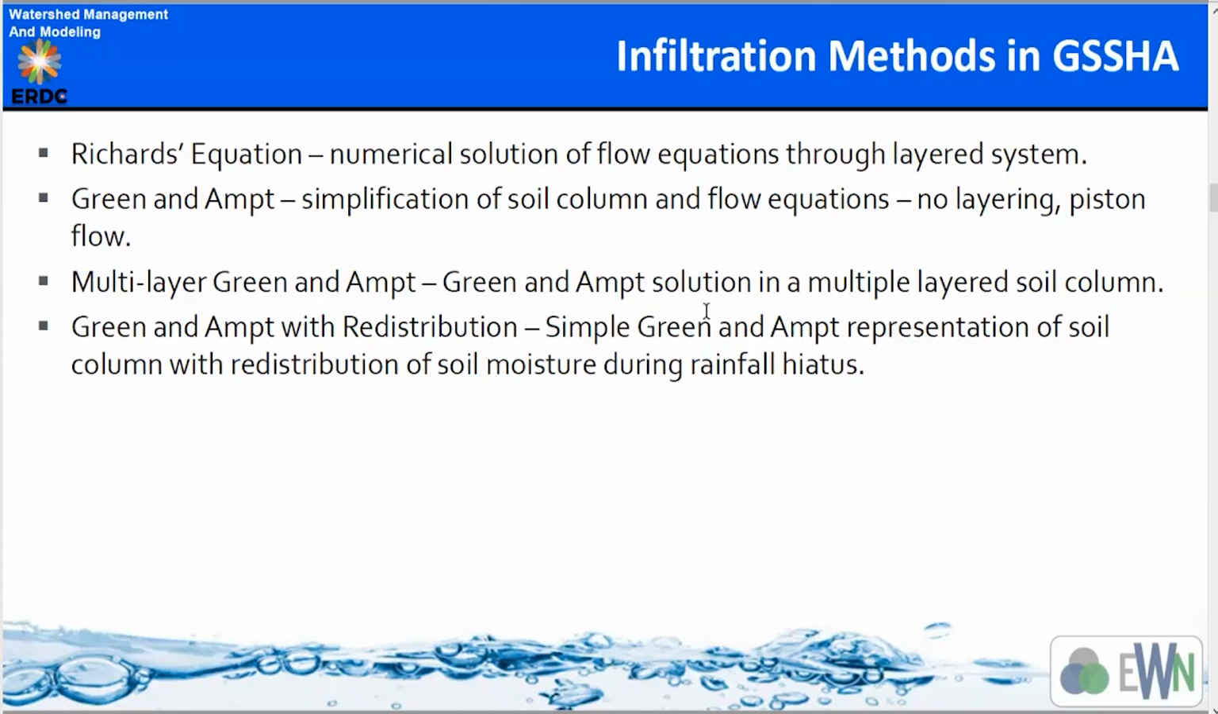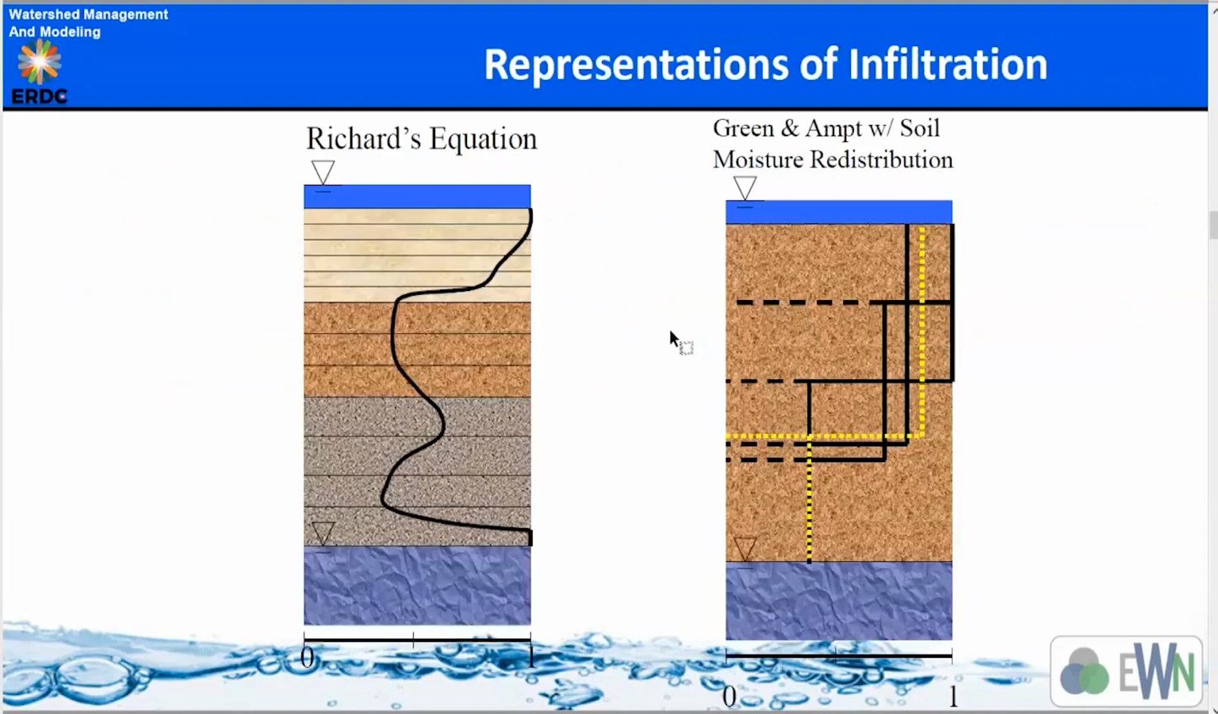There's the multiple layer Green and Ampt model, which is just the basic Green and Ampt model through a multi-layered soil column. And then there's Green and Ampt with redistribution, which is the same Green and Ampt model with redistribution of soil moisture during rainfall hiatus, meaning between rainfall periods. So these are representations of infiltration in the soil.